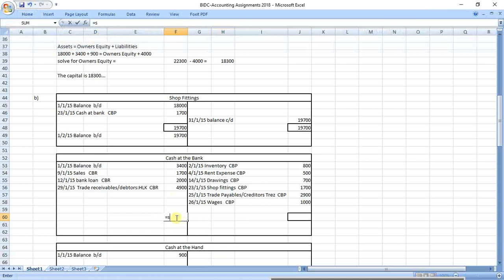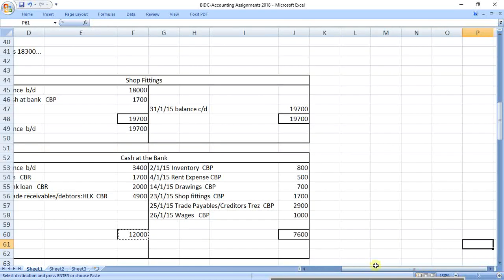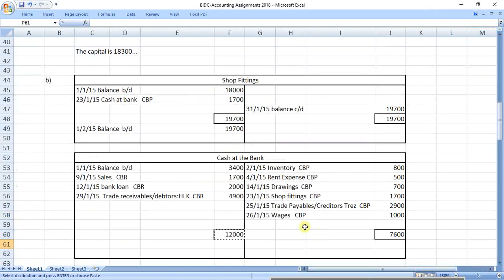Right, then I need to sum up. So sum of the left and the right. Sum up that side. Sum up this side. Which side's bigger? The debit side, right? Okay, so the debit side's bigger. What am I going to do? I'm going to put the same total on both sides.